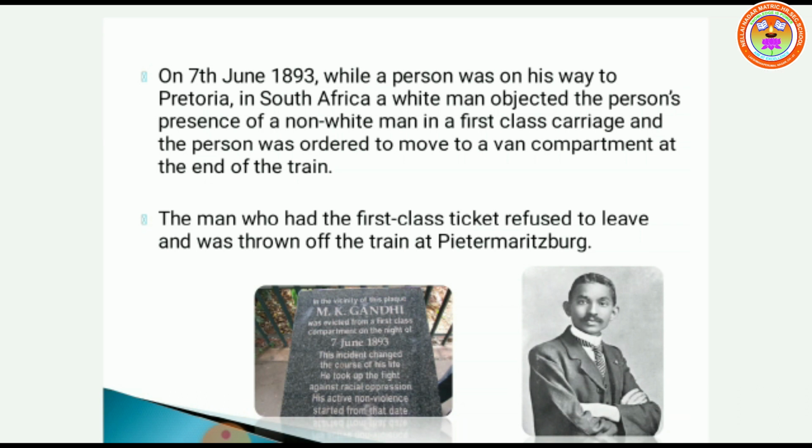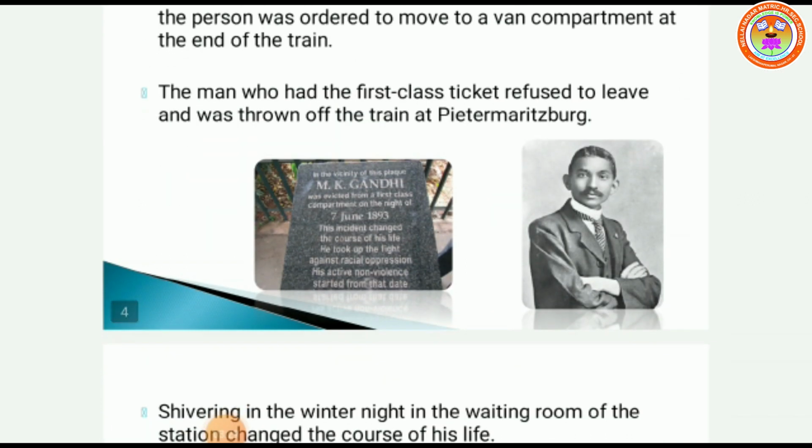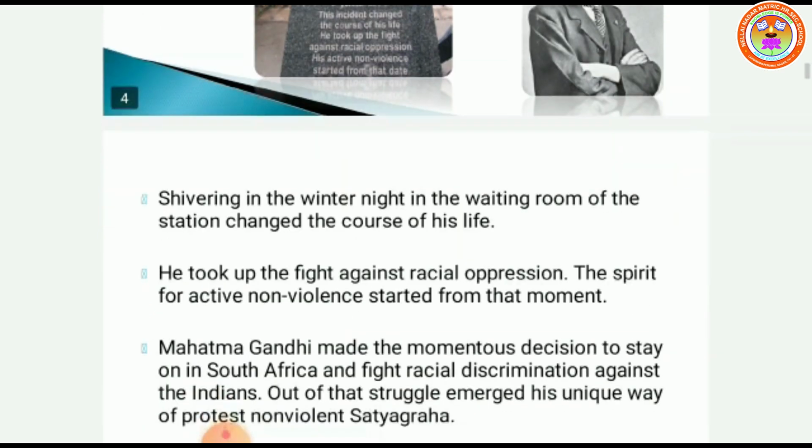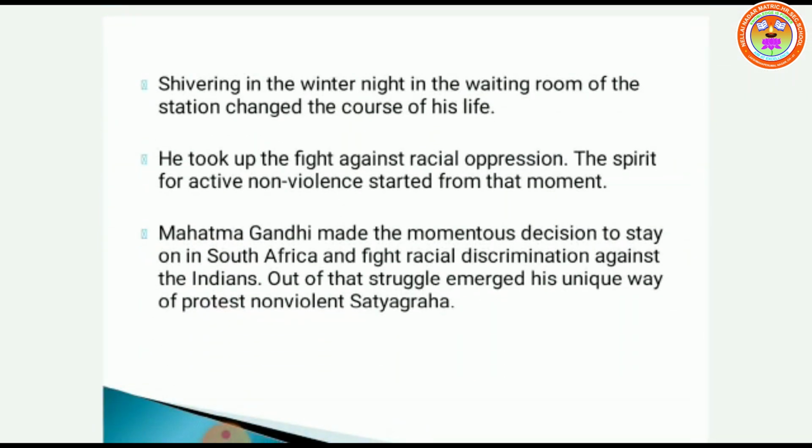And that incident happened to Mahatma Gandhi. The man who had the first class ticket refused to leave and was thrown off the train at Pietermaritzburg. So this was an incident which happened to Mahatma Gandhi because he was not white, and the white people showed racism to him, and that made him change and protest against racism. Shivering in the winter night in the waiting room of the station changed the course of his life. This incident changed Mahatma Gandhi's life.